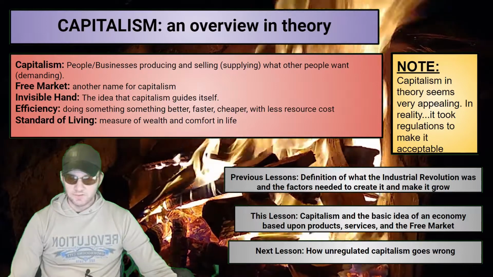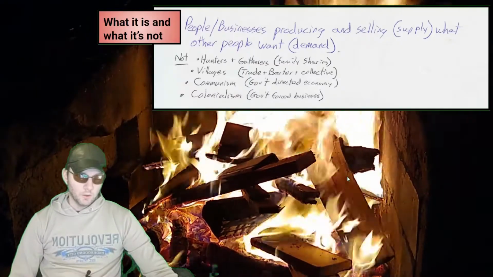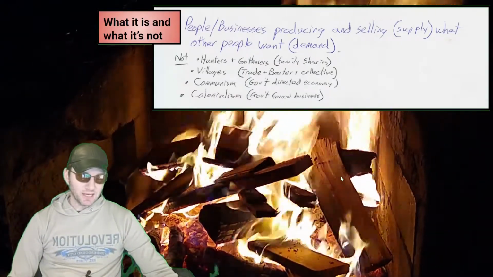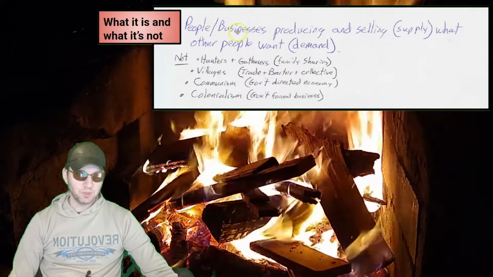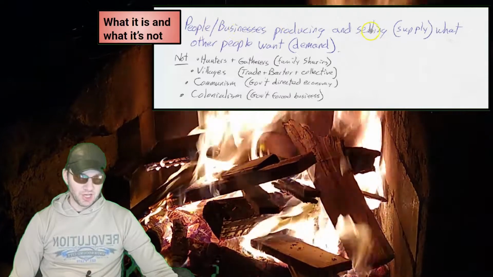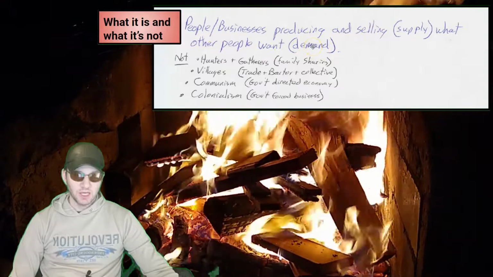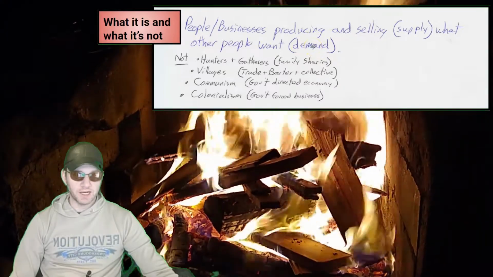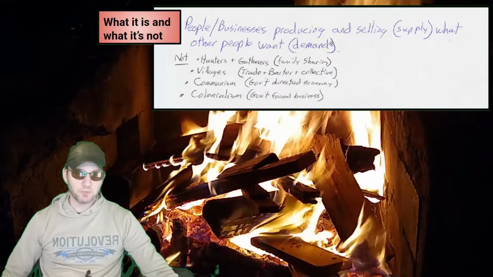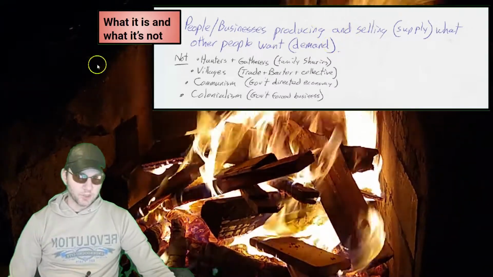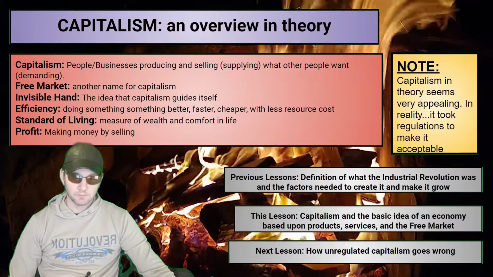So let's get into defining and examining all the major parts of this economic theory. Okay, so what capitalism is and what capitalism is not. I do like that definition. So people and businesses produce and sell what other people want. So if there's a demand for something, somebody or a business is going to find a way to produce something and sell it to that person if a profit can be made. I guess we should add that to the vocabulary, okay? Profit is making money by selling something.